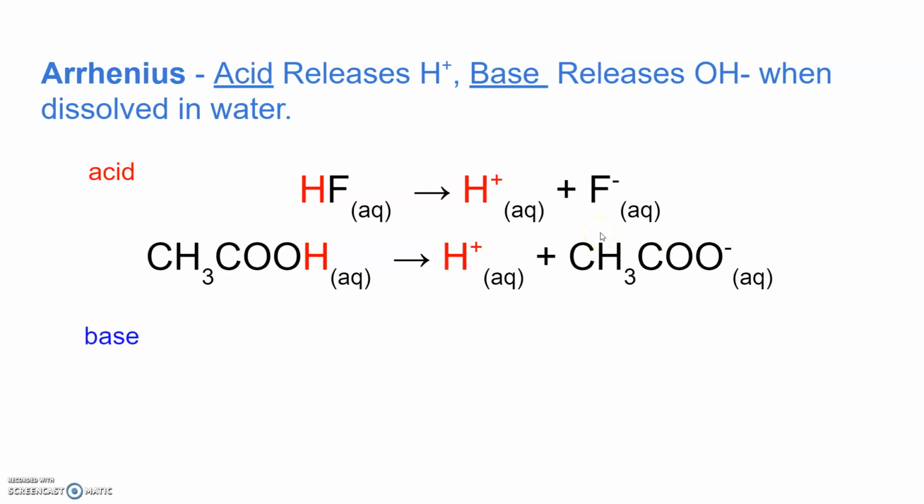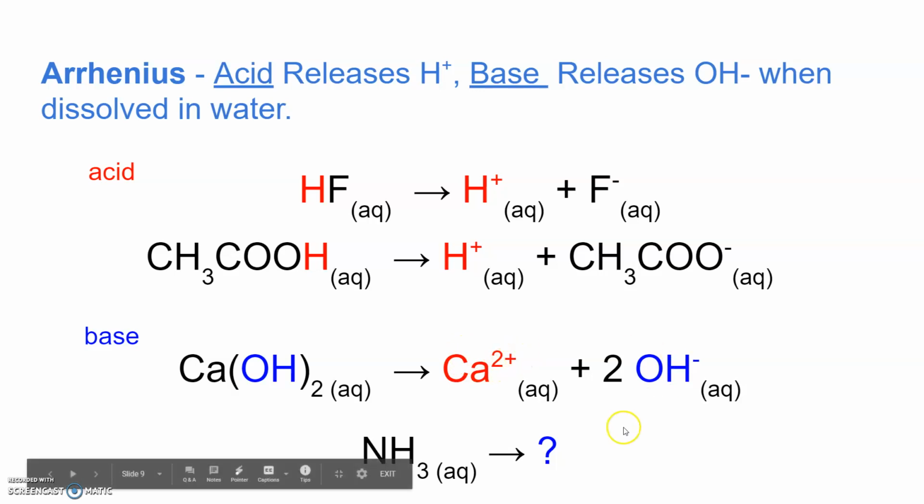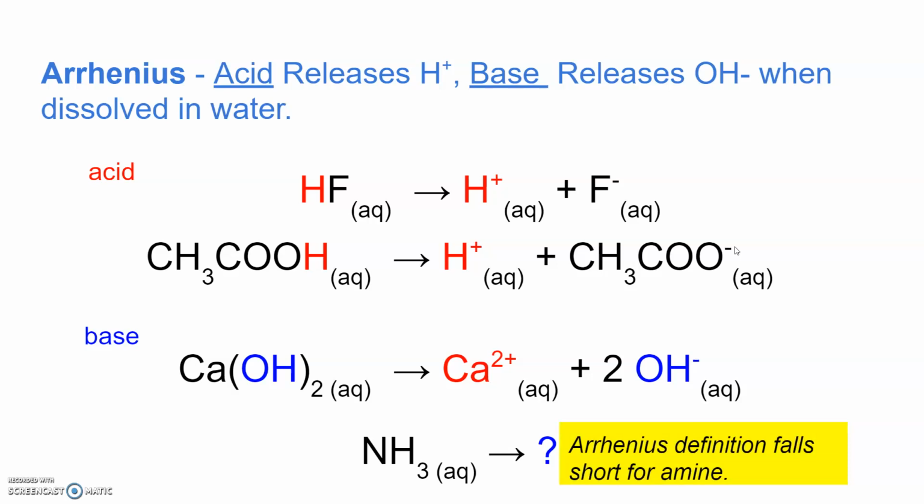Bases, on the other hand, when they're dissolved in water, break apart into hydroxide. So you can see that with a metal hydroxide, like calcium hydroxide, as shown here. And when it dissolves in water, it breaks apart into calcium and then the hydroxide. However, what about something like NH3, an amine, which does not have a hydroxide? So this definition, Arrhenius, falls short when it comes to amines because you don't see where the hydroxide comes from. It doesn't just ionize into a hydroxide.